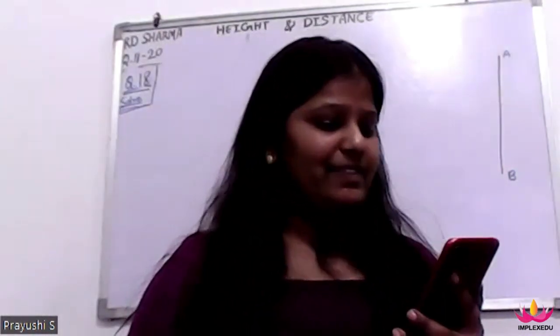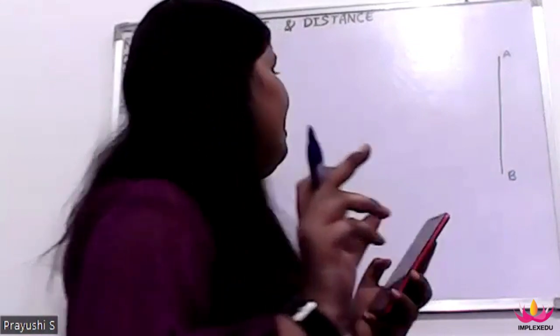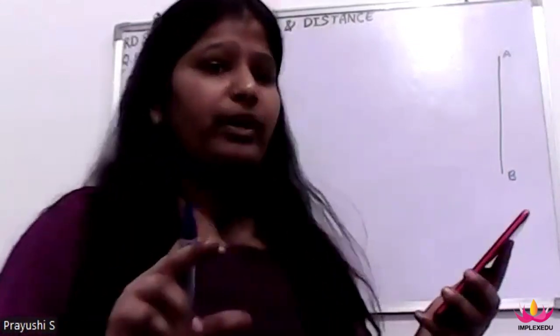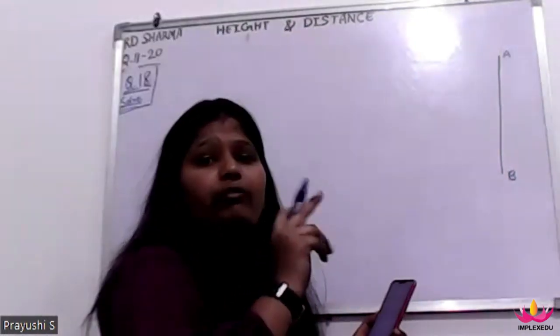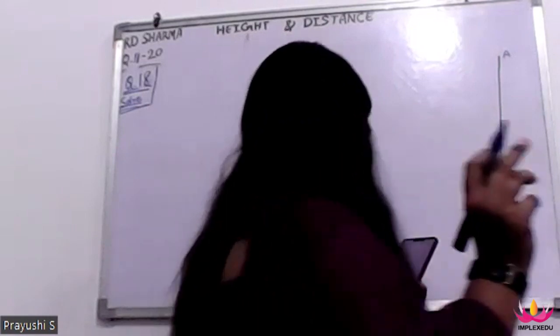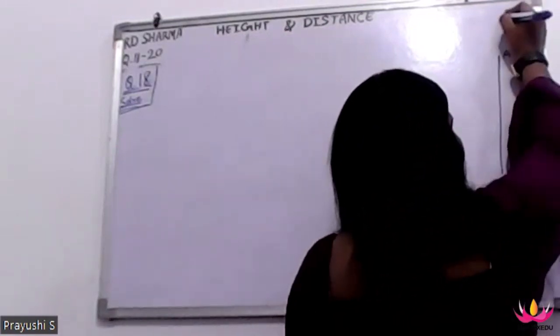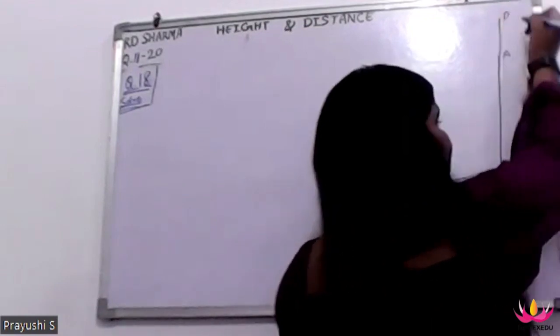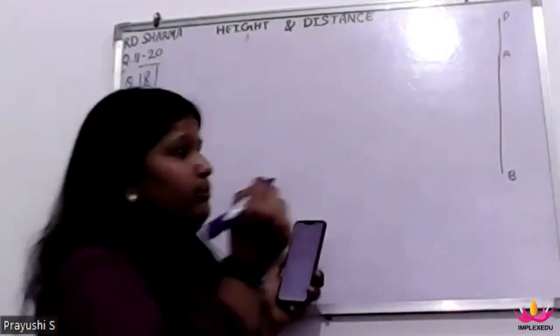Sorry for the disturbance. So now we are solving question number 18, correct? So now I am taking AB as the tower, and at the top of the tower there is a flag. So we are taking that this is a flagpole, okay? So I am taking AD as the flagpole, okay?